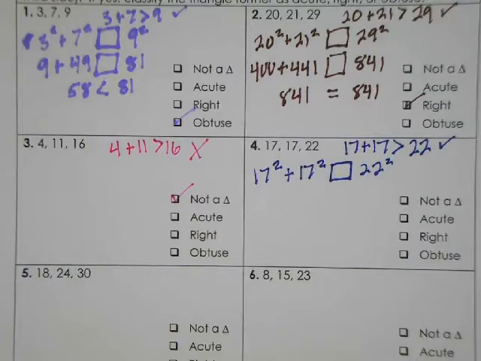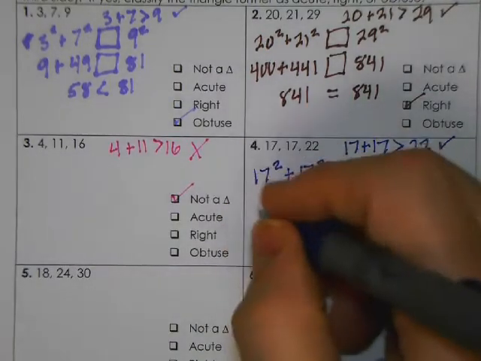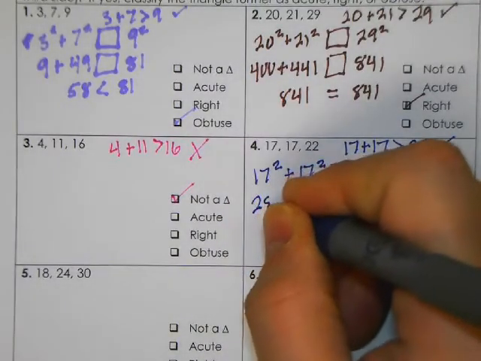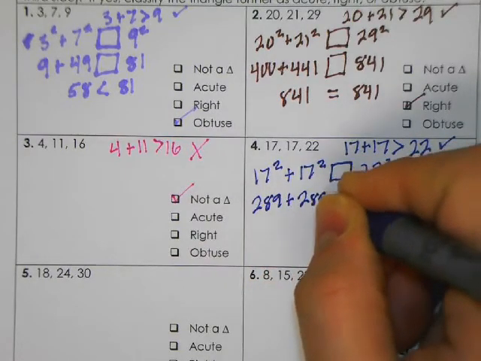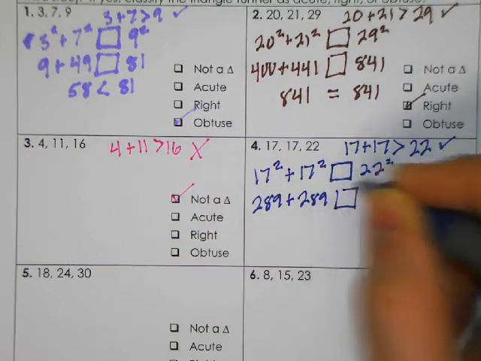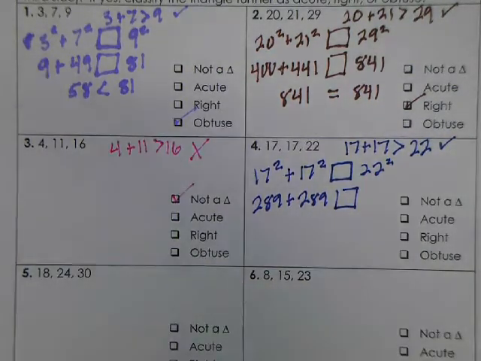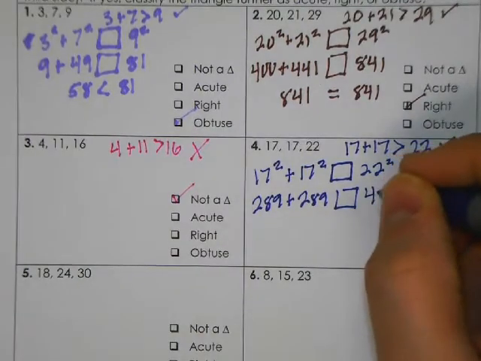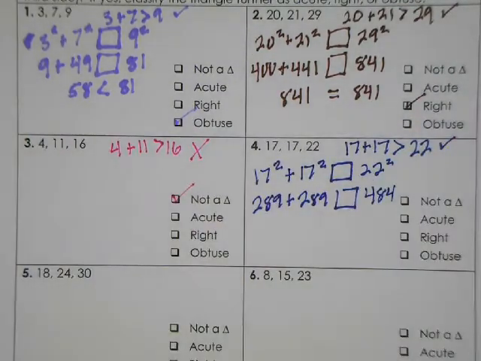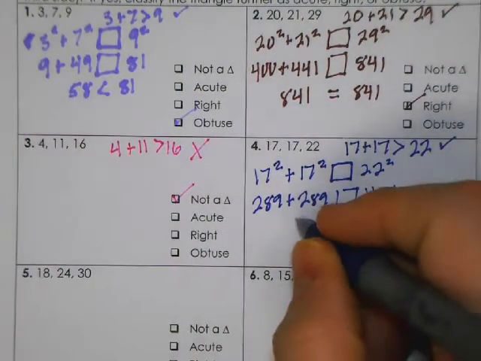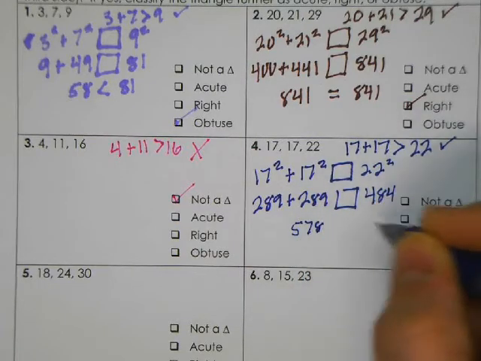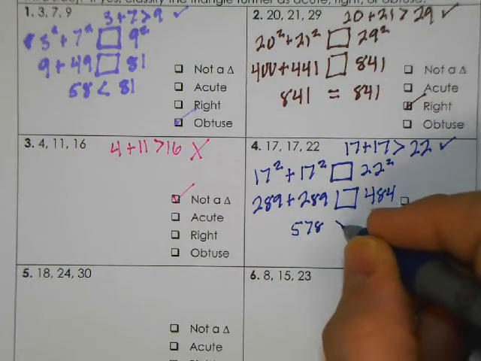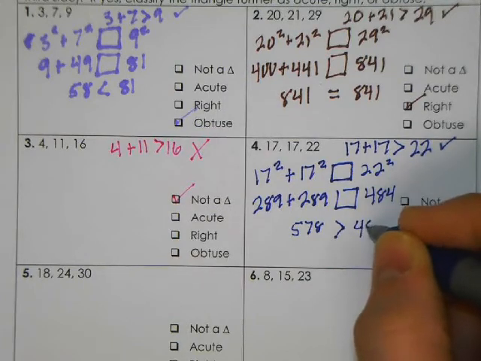I don't know what 17 squared is. That's not one I see a lot. So that's 289 plus another 289. And then 22 squared gives me 484. So the sum of the two sides, 289 plus 289, gives me 578. And 578 is greater than 484.